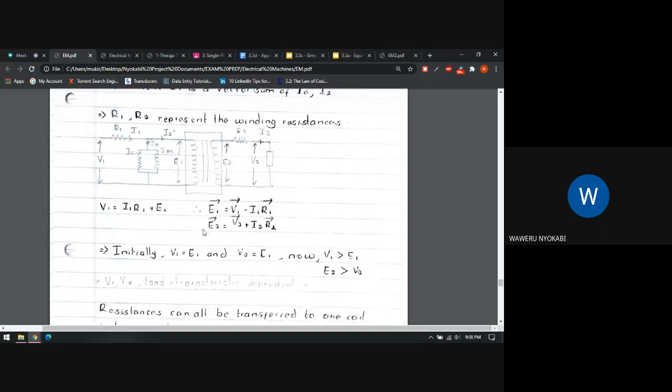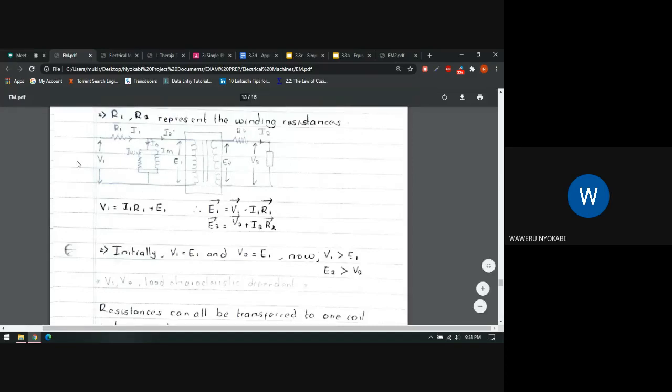Yeah, so now this is what is going to start answering that question. From here, we can see that V1 is equal to I1 R1 plus E1, and you remember I1 is the summation of I0 and I2 prime. So E1 is equal to V1 minus I1 R1. And then from here we can see E2, using the KVL, is equal to V2 plus I2 R2. So that's why we have this.